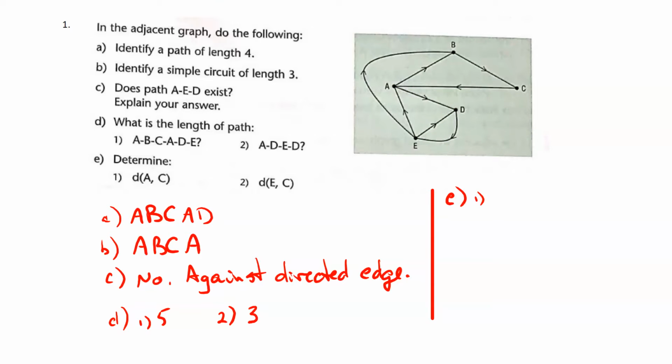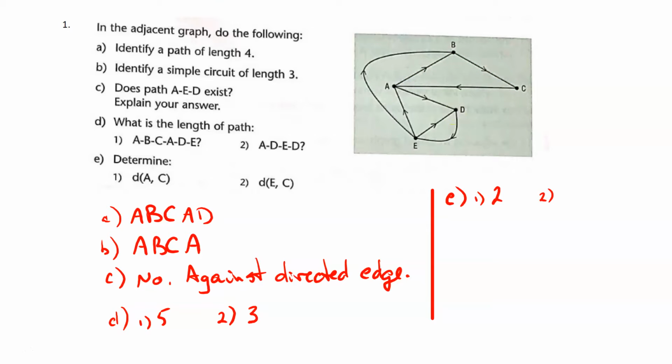Part E1 says what is the distance from A to C? Let's look at the paths that will get us there. To get from A to C, we can see that there are potentially a couple of paths, but of course we have to follow the directed edges. Go from A to B, and then B to C. In that case, we've got 2 edges involved, so the distance from A to C is 2.